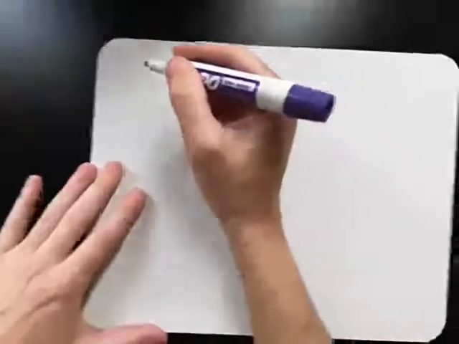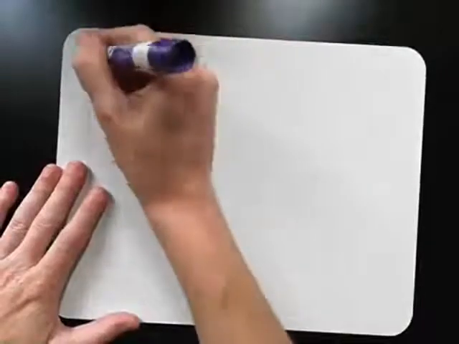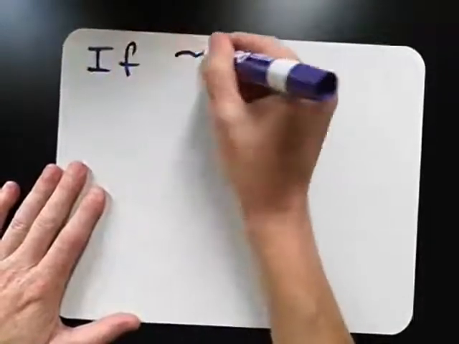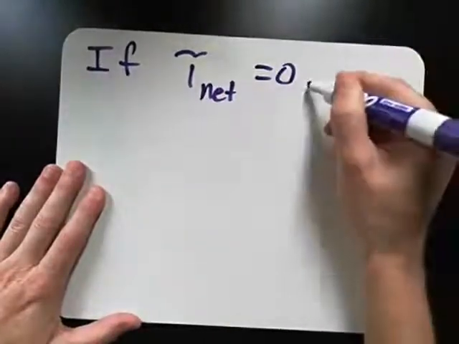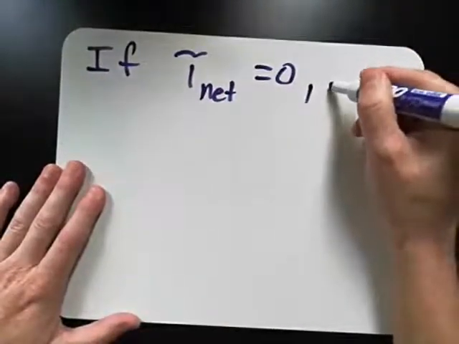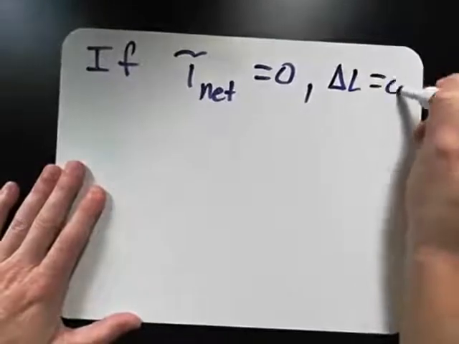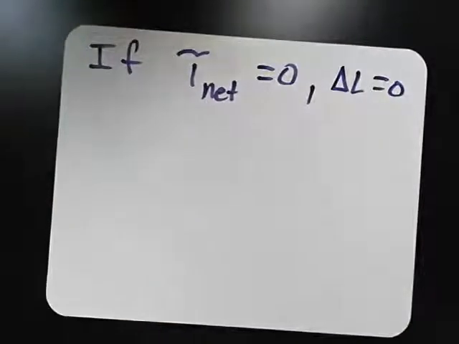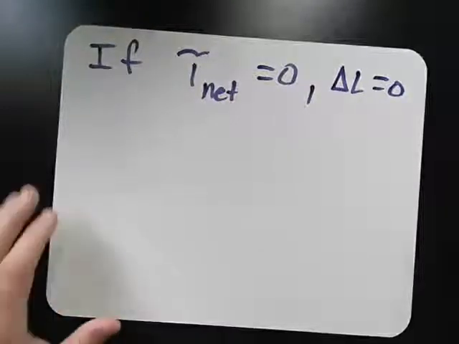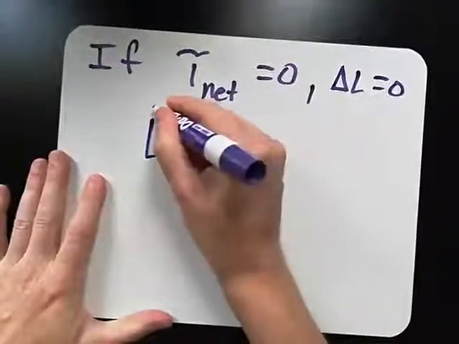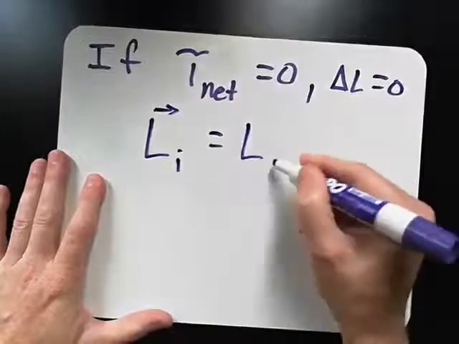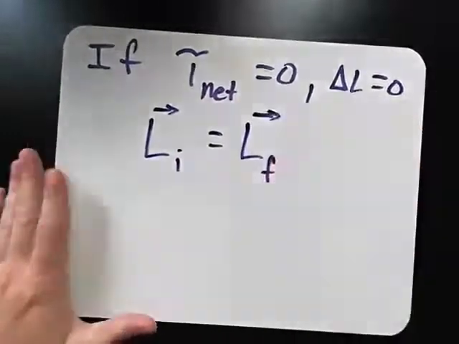Because if, let me center my board here, if the net torque is 0, then there is no change in angular momentum. Okay, so that doesn't mean the angular momentum is 0. It just means that it doesn't change. So this gives us a really interesting setup. You could have angular momentum initial and then an angular momentum final that's the exact same amount.